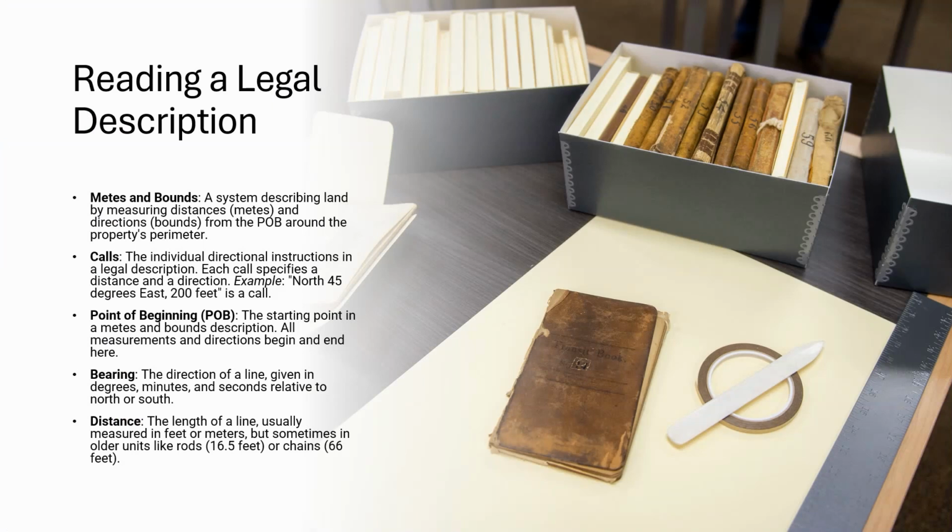So first is metes and bounds. Metes and bounds is a system describing land by measuring distances, our metes, and our directions, the bounds, from the point of beginning around a property's perimeter. So metes and bounds is the land system that we use in Texas. So you're going to be seeing a lot of that as you continue through this program.